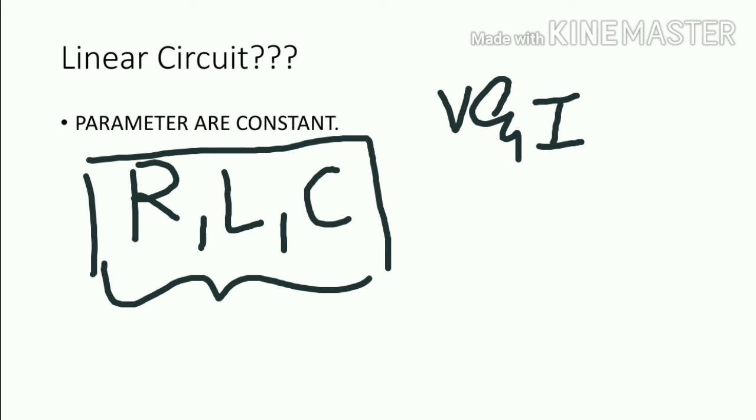Linear circuit means the resistor, inductor, capacitor remain constant. If the value of voltage or current changes, or its magnitude changes, it doesn't affect these parameters. So these are the linear circuits.